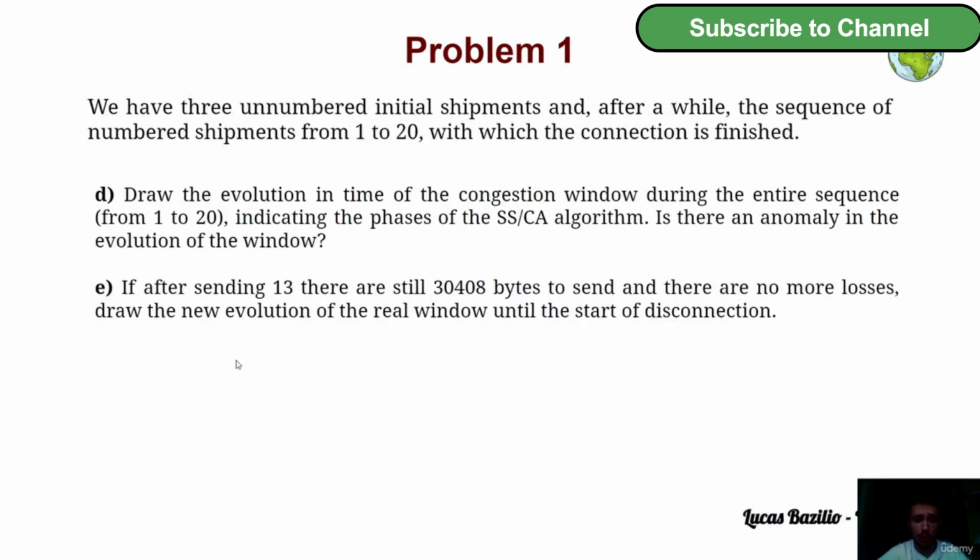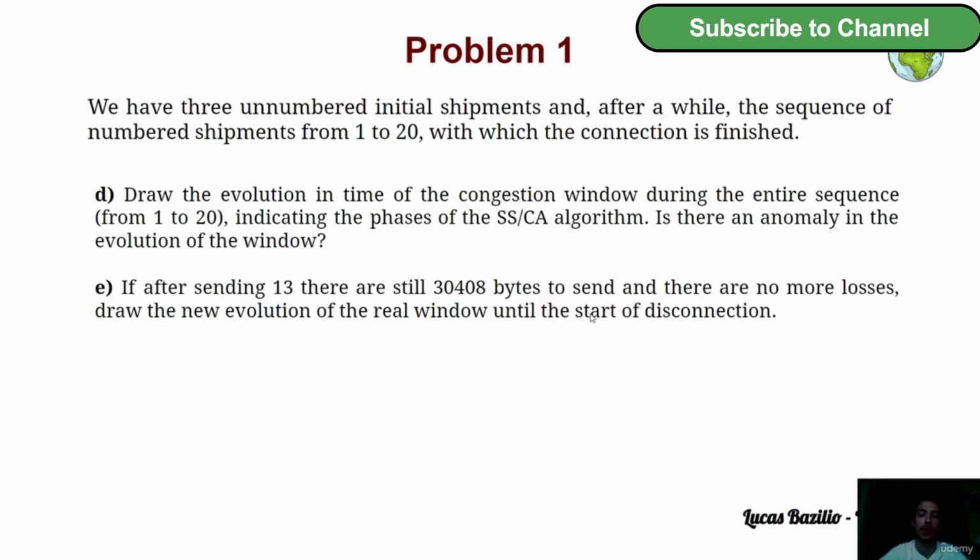And so now in the question E we need to consider this: if after sending the packet 13 there are still 30,408 bytes to send and there are no more losses. Remember, when we say that there are no losses, it means that there will be no retransmissions. We need to draw the new evolution of the congestion window until the start of the disconnection. So now we need to draw the evolution of the window after sending the packet 13.